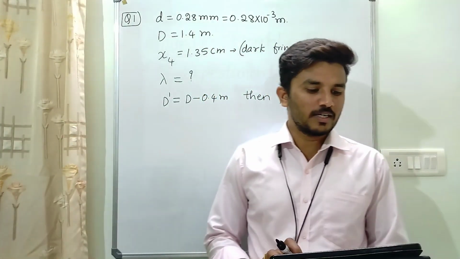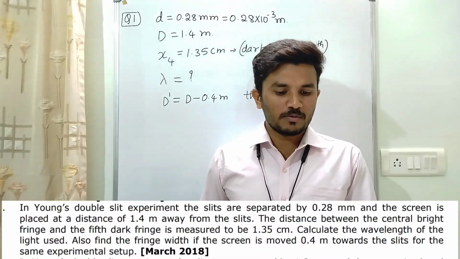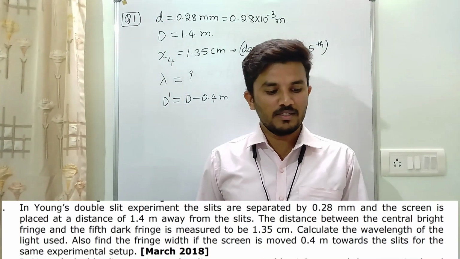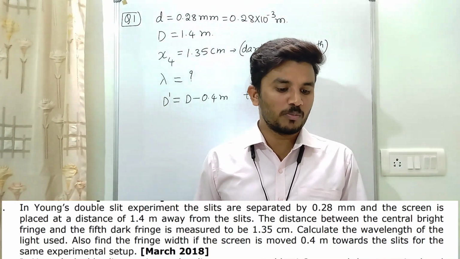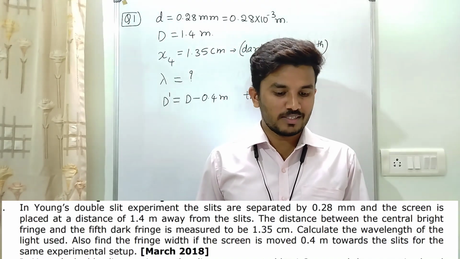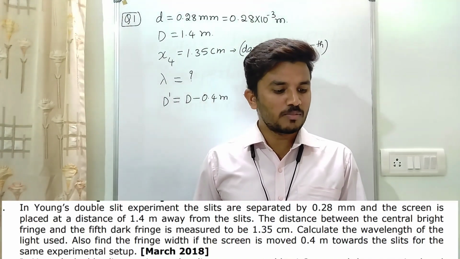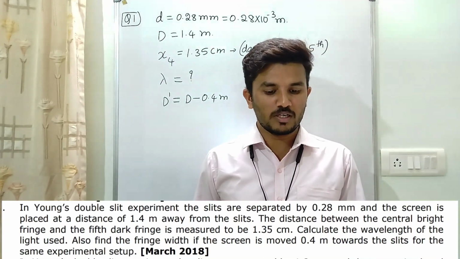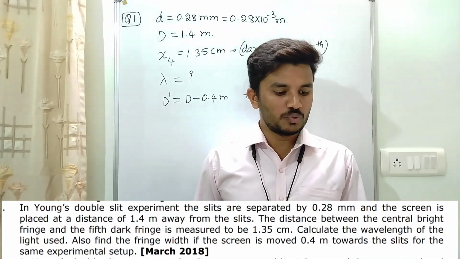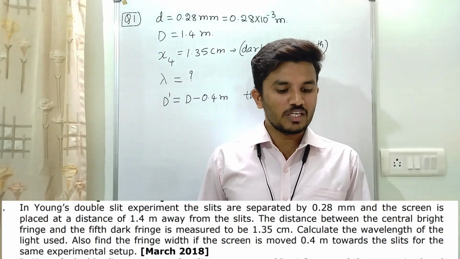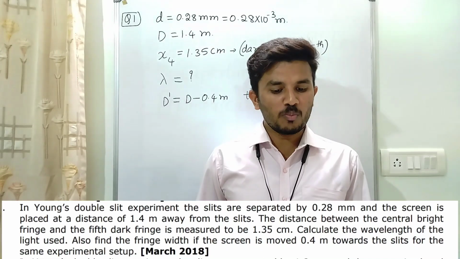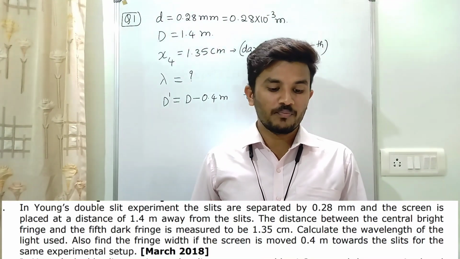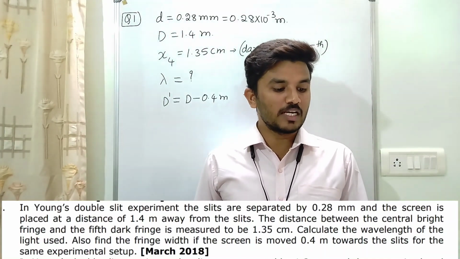We got a question here. Let us solve this. In Young's double slit experiment, the slits are separated by 0.28 millimeter and the screen is placed at a distance of 1.4 meter away from the slits. The distance between the central bright fringe and the fifth dark fringe is measured to be 1.35 centimeter. Calculate the wavelength of light used. Also find the fringe width if the screen is moved 0.4 meter towards the slits. Mark it, towards the slits, for the same experimental setup.